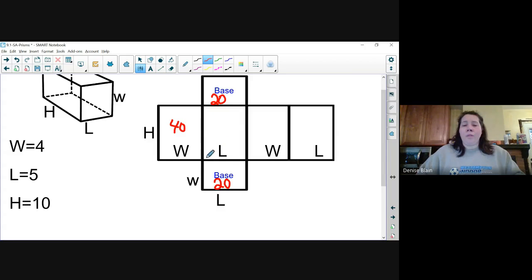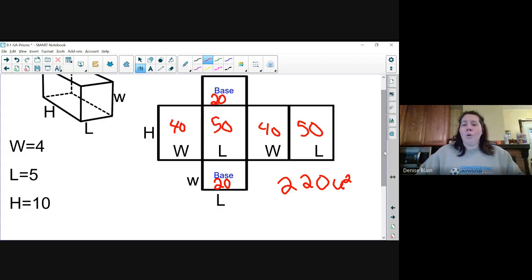Length, well, this is your height again, so length times height, 5 times 10 is 50. This is a repeat of my first box, and this is a repeat of my second box. So if I add everything up, 90 plus 90 is 180, 200, 220. So my surface area is 220 units squared.